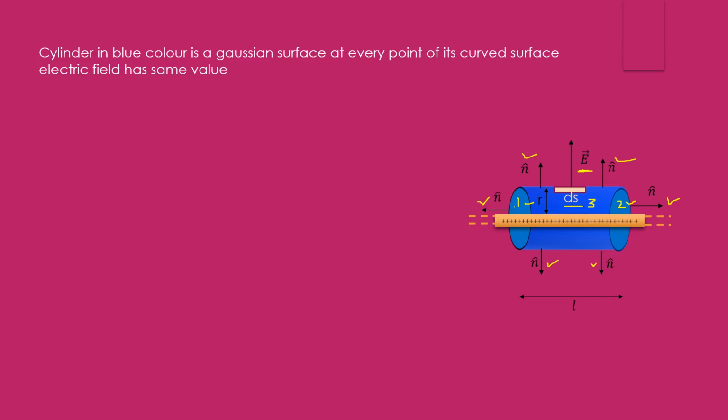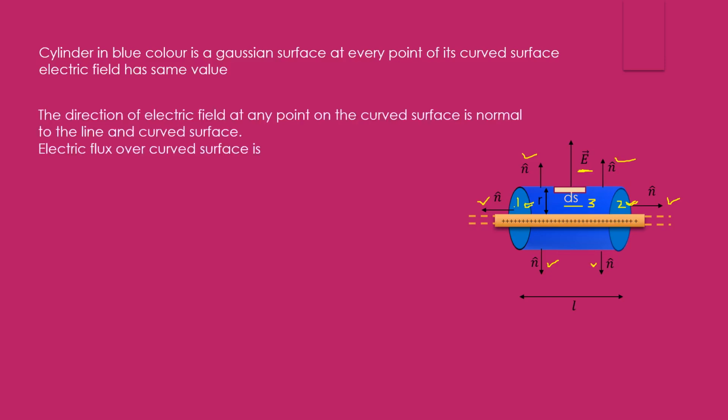So surfaces 1 and 2 will not contribute to the total electric flux. Total electric flux will only be due to the curved surface. The direction of the electric field at any point on the curved surface is normal to the wire and curved surface. The electric flux over the curved surface is given by the integral of E dot ds. The angle between E and the area vector is 0, so this will be equal to E ds cos 0, or E ds.